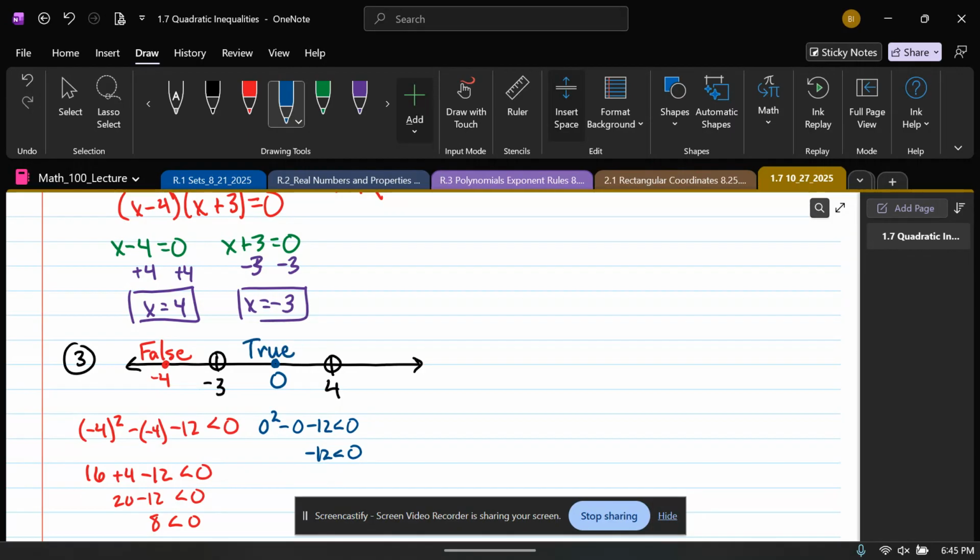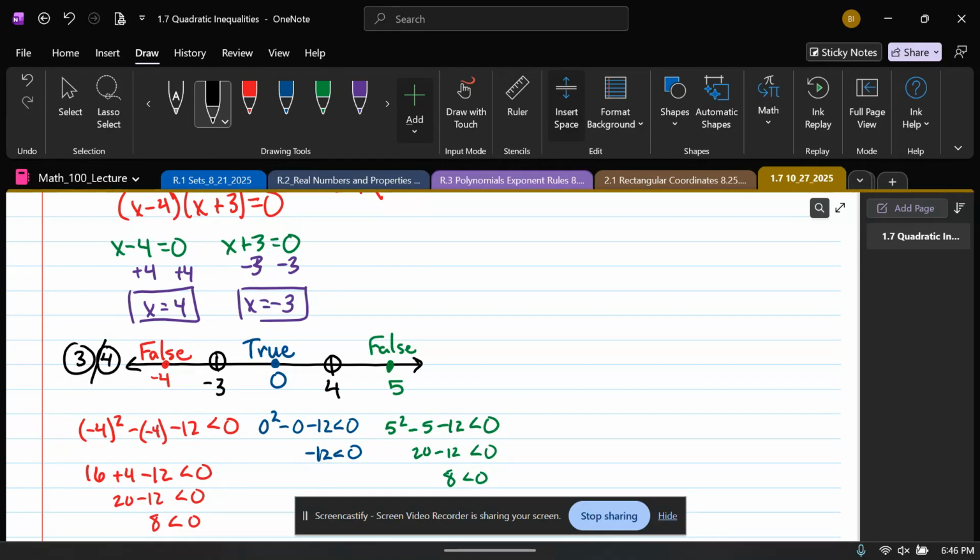Then I'm going to check the next zone. I'm going to pick a number that's bigger than 4. 5. That's a good one. 5 squared minus 5 minus 12. Is that less than 0? So that's 20 minus 12. Ooh, that is not going to be less than 0. That area is also false. So this is kind of step 3 and 4 together.